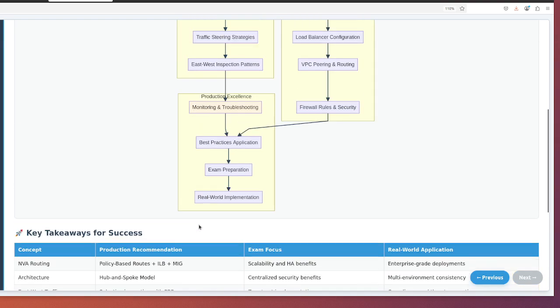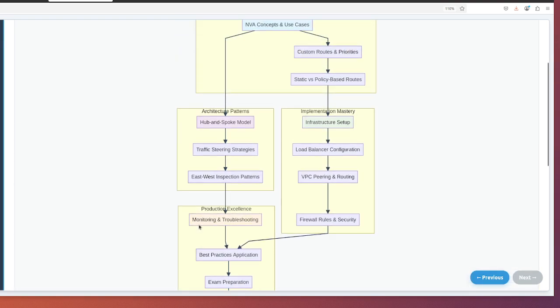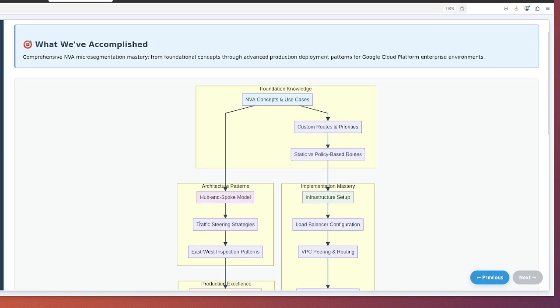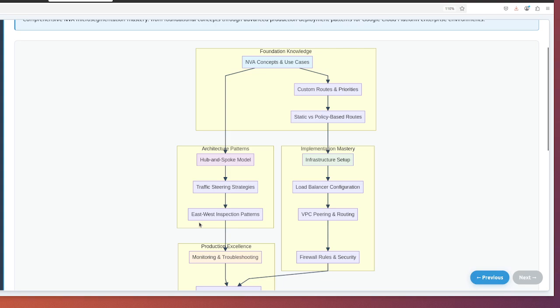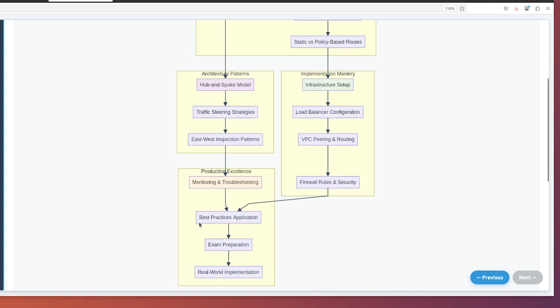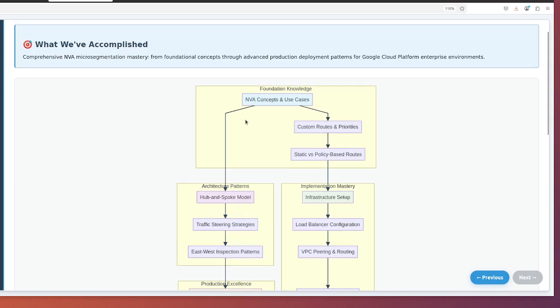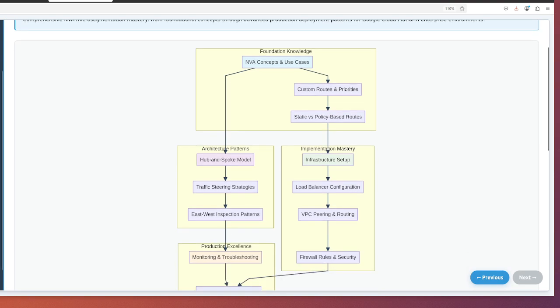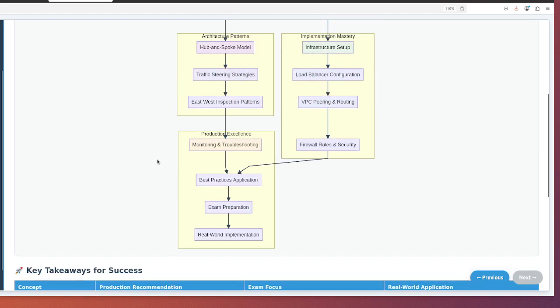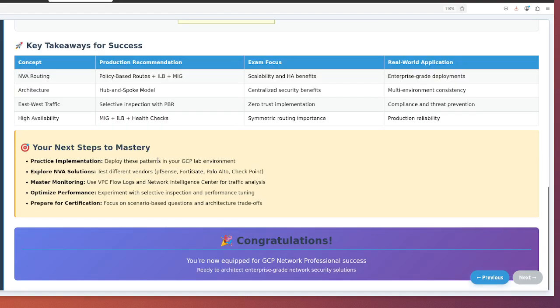We explored the critical differences between static routes and policy-based routes, emphasizing why ILB-backed routing is essential for production deployments. The hub-and-spoke architecture pattern provides the scalability and operational efficiency needed for enterprise environments. By centralizing security services in a dedicated VPC, organizations can achieve consistent security posture across all applications while optimizing resource utilization. East-West traffic inspection represents the evolution toward zero-trust architectures.